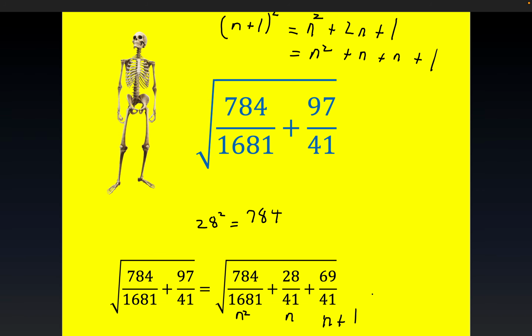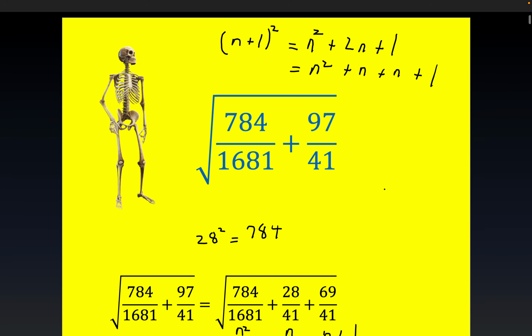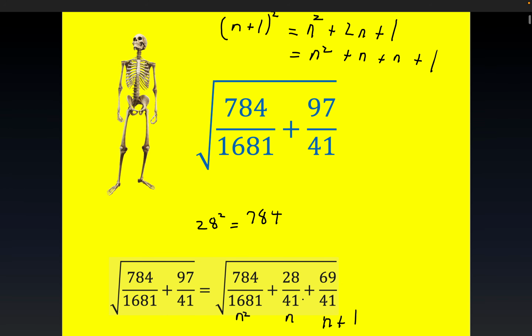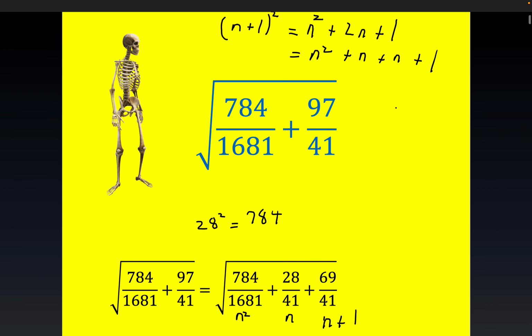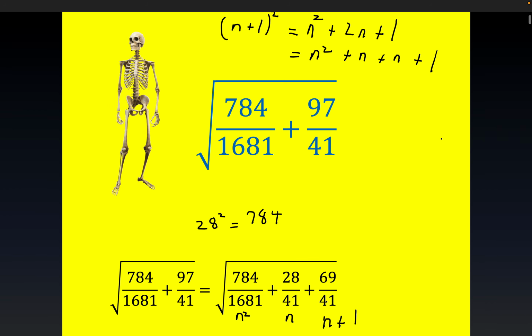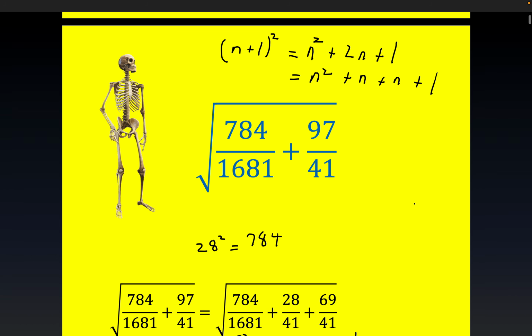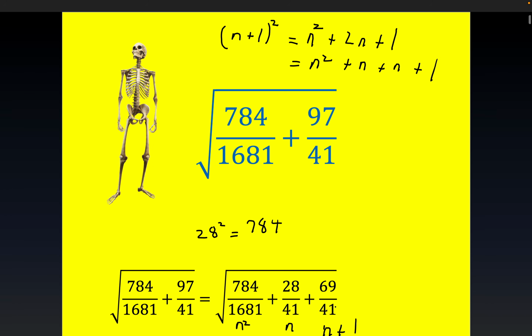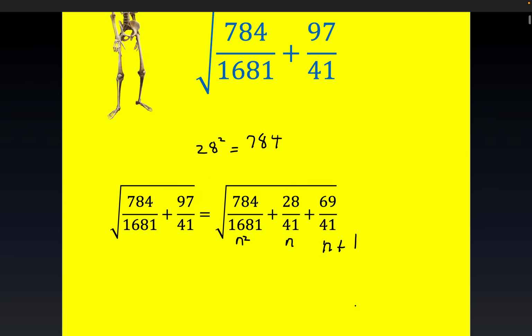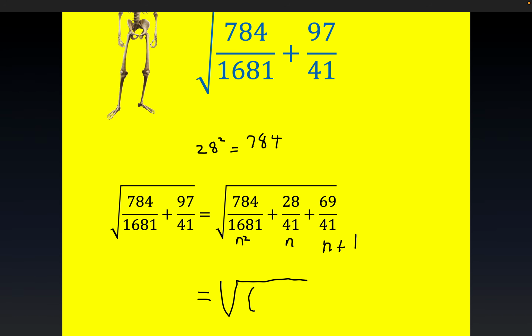So based on this result right here, you can see n squared, n, and n plus 1, which is exactly what we have here, which is equal to a perfect square, okay? So in other words, this piece right here is your n plus 1, and so this is equal to the square root of 69 over 41.